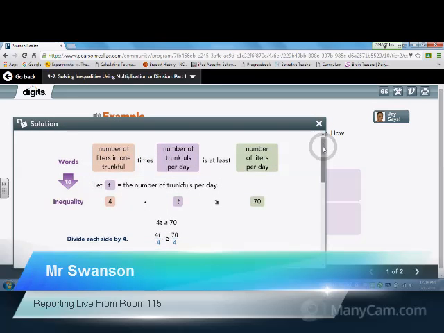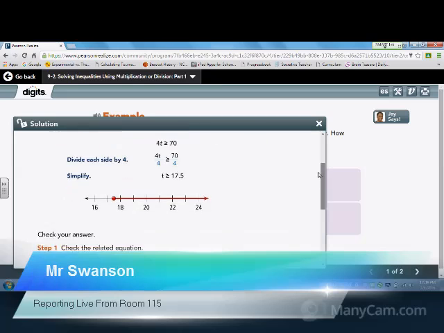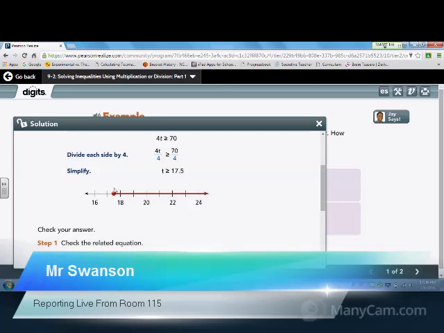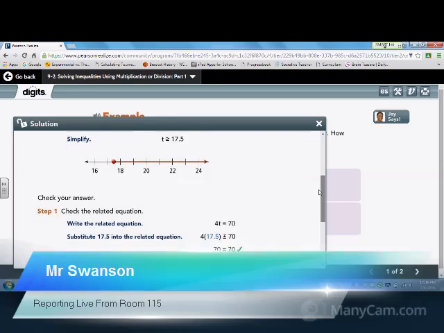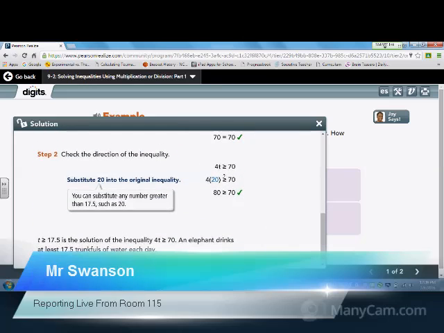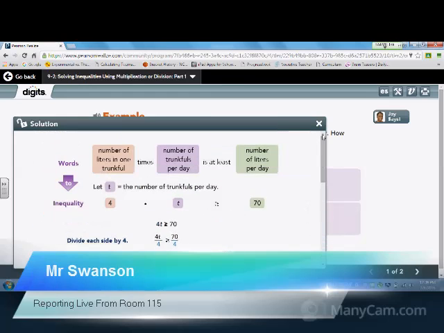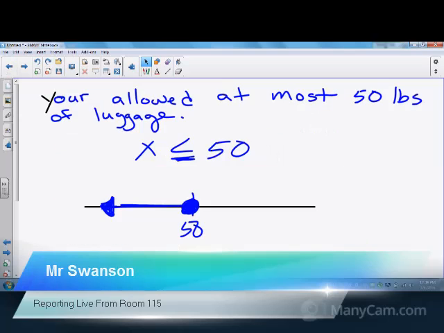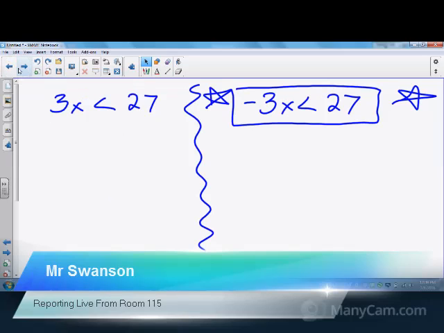They say that you've got 17.5. So we graph this with a closed circle shaded to the right. So that elephant needs to drink 17.5 trunkfuls of water each day, because each trunkful holds 4 liters and it needs a minimum of 70 liters per day to survive. Alright, so let's take a look at a couple of how these look.